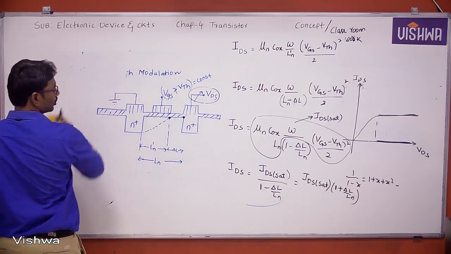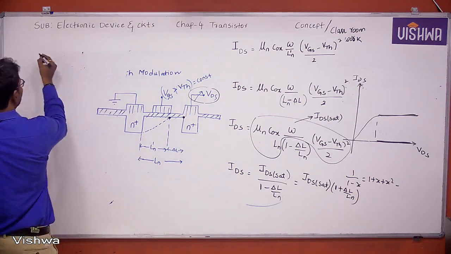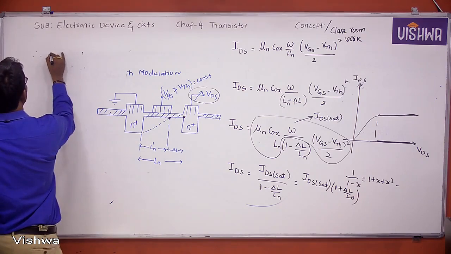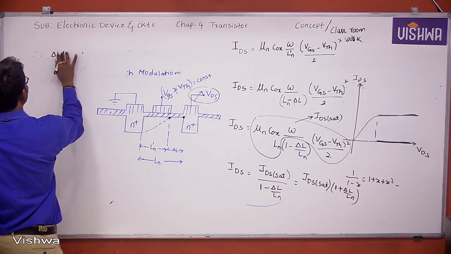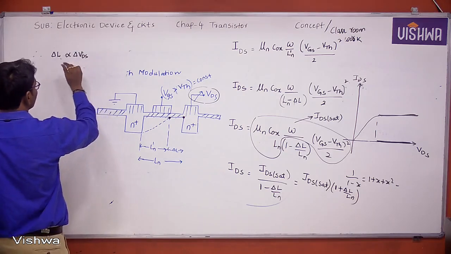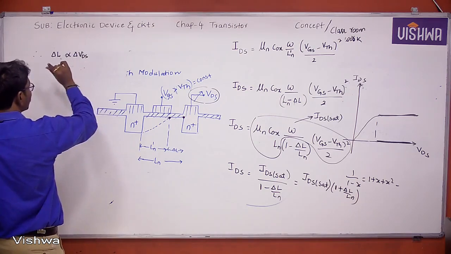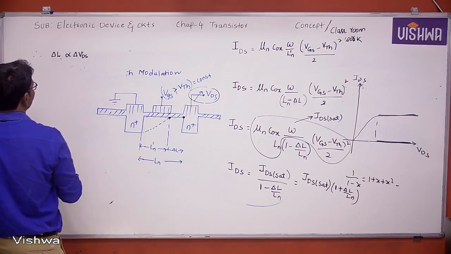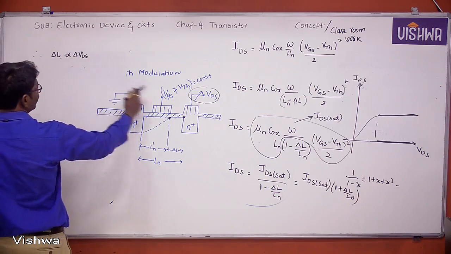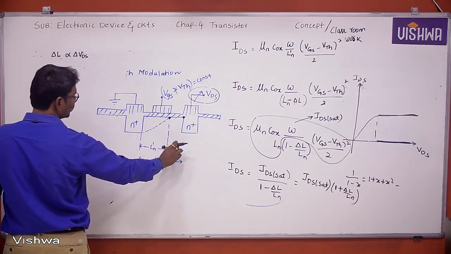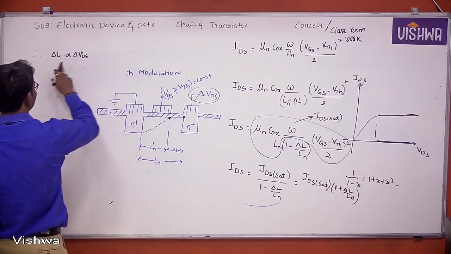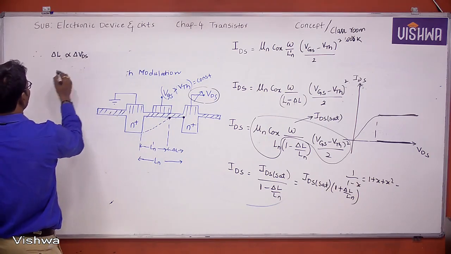Now here, see, in case of channel length modulation, the delta L is proportional to delta VDS. Means if you change the VDS, the length also proportionally changes. See, VDS increases, length decreases, but this delta L will be increased. That means we can say delta L is proportional to delta VDS.